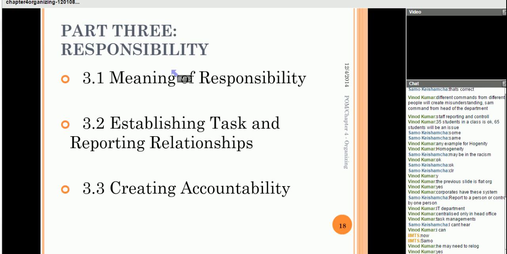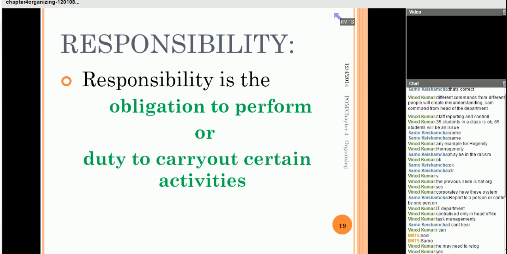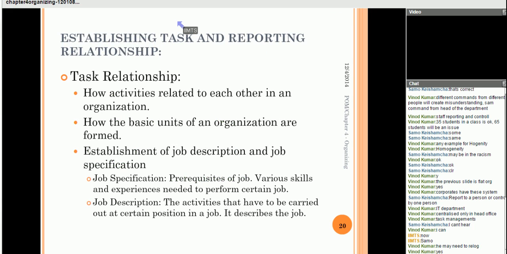Okay. Now, the next part of this is responsibility. The responsibility is the obligation to perform or duty to carry out certain activities. Alright? So once you are given any authority, you hold the responsibility with that.